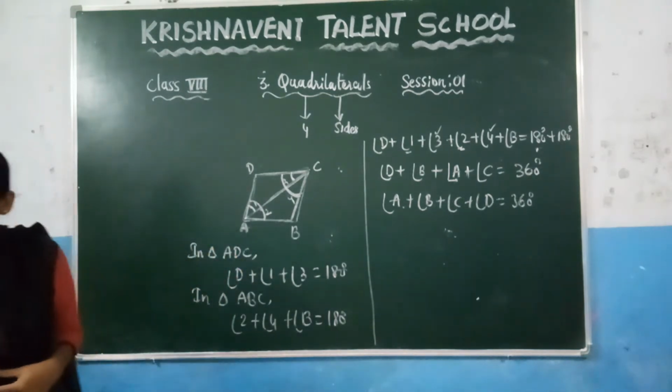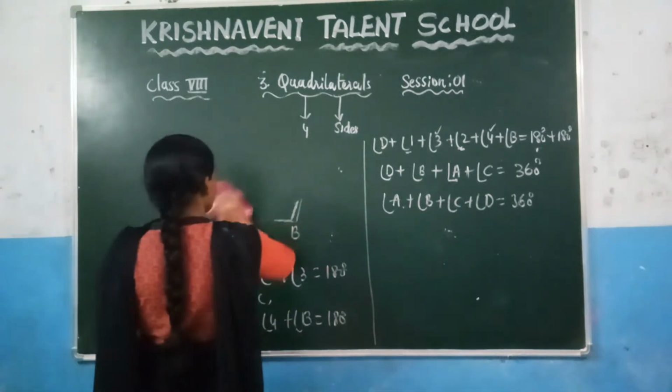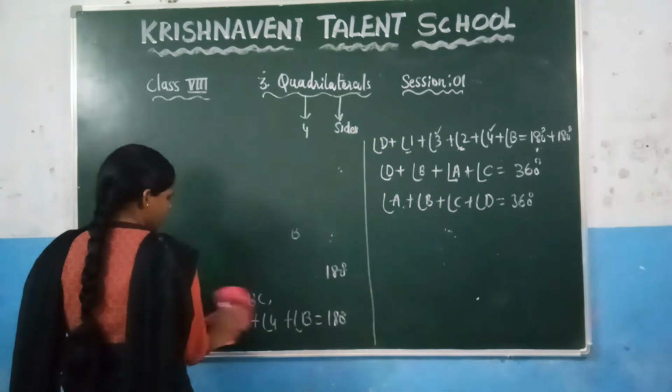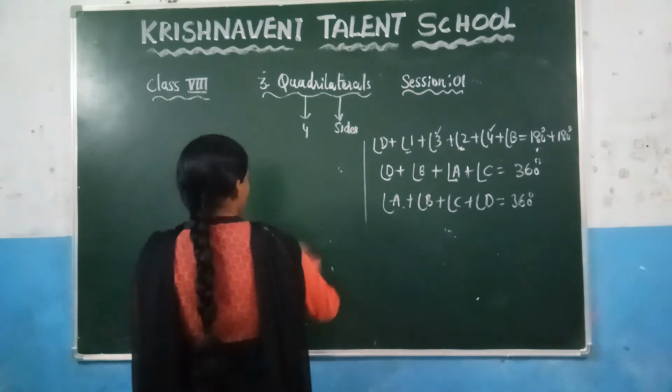Now see here, the next one, which is the properties of quadrilaterals, or different types of quadrilaterals.